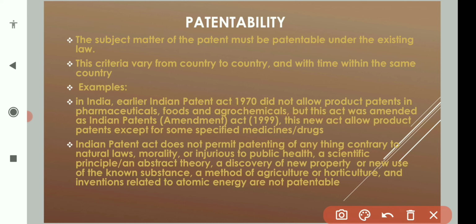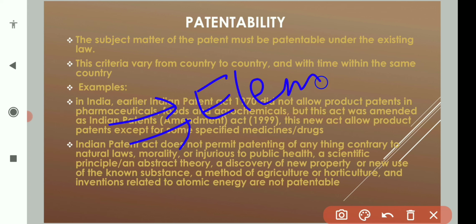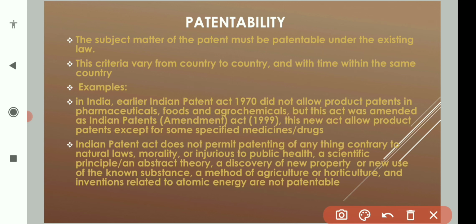A discovery of a new property or new use of a known substance, means if you are discovering a new property of elements, like sodium, the new property of sodium, then it will not be patentable. A method of agriculture or horticulture is not patentable, and inventions related to atomic energy are not patentable. So these are certain things which you need to keep in mind when you are going to file a patent. So basically these all come under patentability of your invention.